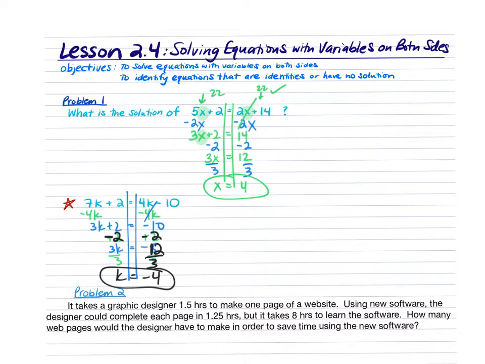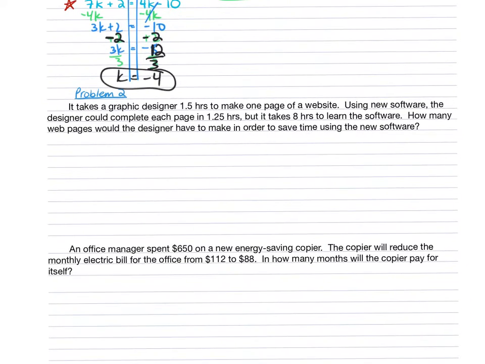Okay, moving on. A word problem here. It takes a graphic designer 1.5 hours to make one page of a website. Using new software, the designer could complete each page in 1.25 hours, but it takes 8 hours to learn the software. How many web pages would the designer have to make in order to save time? I guess you guys can read, sorry.